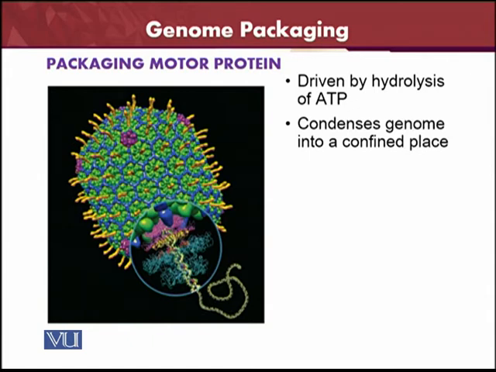Similarly, there is the packaging of the motor proteins, which are powered by the hydrolysis of ATP, after the genetic material is produced. So there is packaging of the motor protein and the condensed genome into a confined place. Both of these functions usually happen with the help of the capsid, because the capsid has to condense the genome into one confined space, just like you can see in the picture. The whole genome is produced inside the body of the host, so it has to be packaged and condensed in one place, and the motor proteins, which are always there, also have to be condensed so that they can be packaged with the virus.